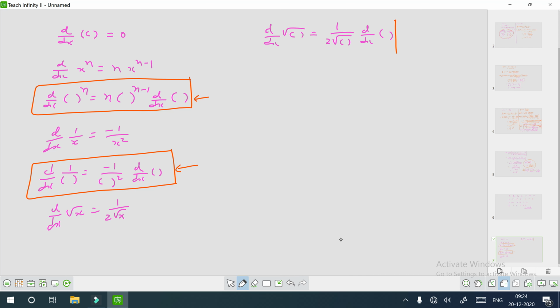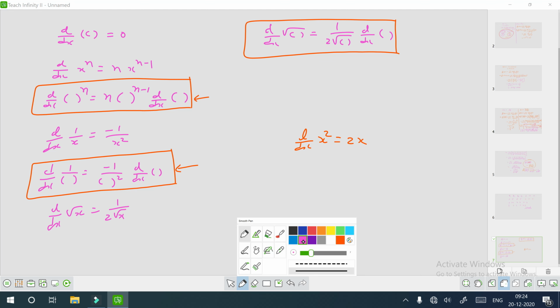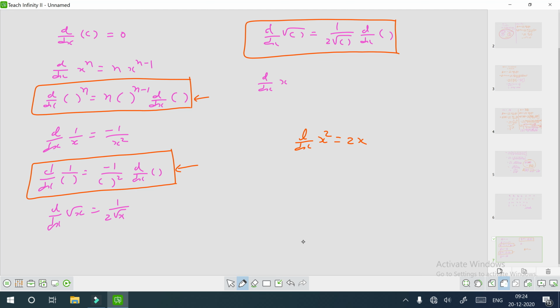Let's mark this as important. We will remember this form. Now it is a very simple form. What is d by dx of x square? It is 2x. So the next one, simple derivative: x square gives 2x. But how are we going to remember it? d by dx of some function square is equal to 2 times some function into d by dx of some function.